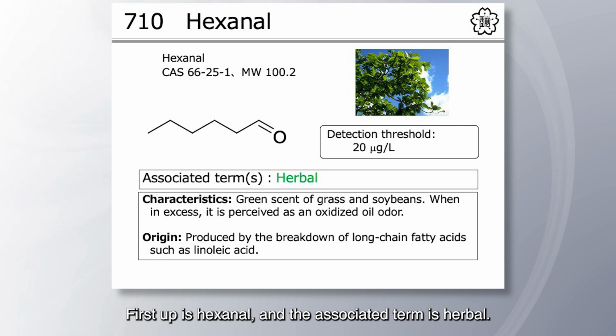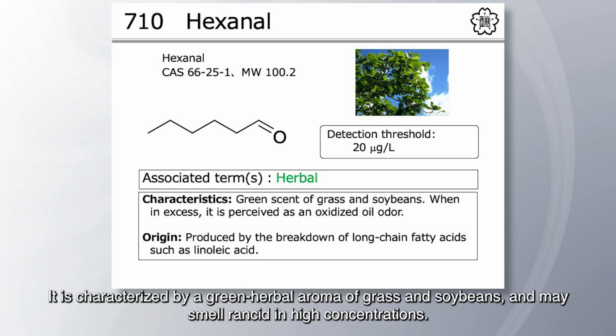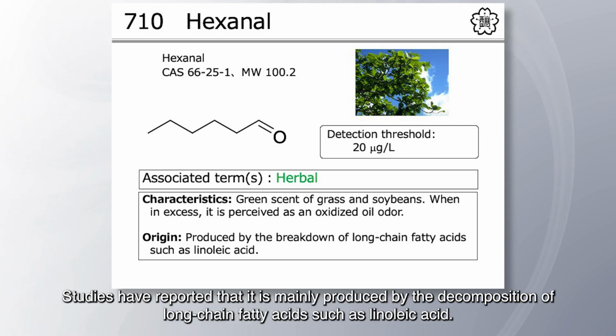First up is hexanol, and the associated term is herbal. It is characterized by a green herbal aroma of grass and soybeans and may smell rancid in high concentrations. Studies have reported that it is mainly produced by the decomposition of long-chain fatty acids such as linoleic acid.